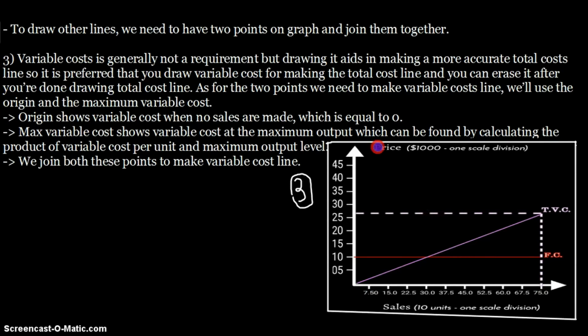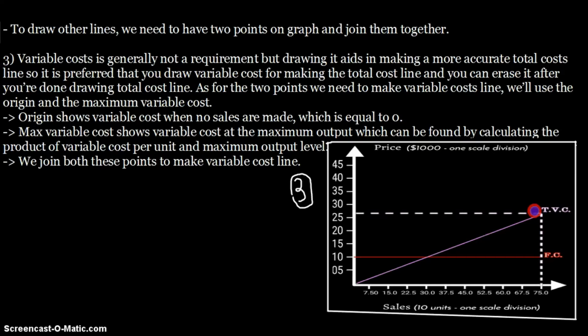But for all other lines, they are not constant, they do change with output, so we need 2 points for those. Variable costs are generally not a requirement, but drawing them aids in making a more accurate total cost line. So it is preferred that you draw variable cost for making the total cost line, and you can erase it after you're done drawing the total cost line. As for the 2 points we need for the variable cost line, we'll use the origin and the maximum variable cost. We don't necessarily have to make it, and even if you make it, you have to erase it when you are finally done with your chart. But we do need to know the total variable cost in order to make the total cost.